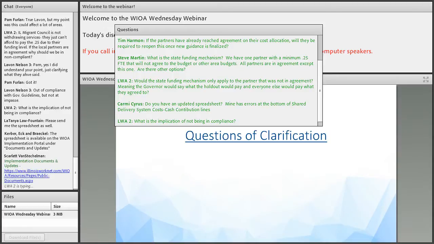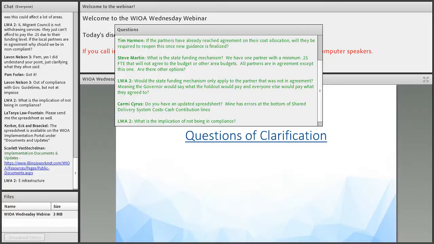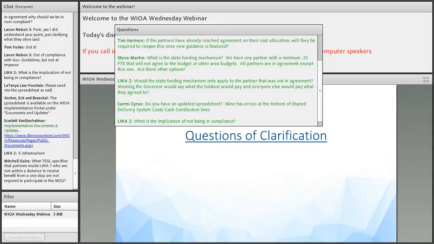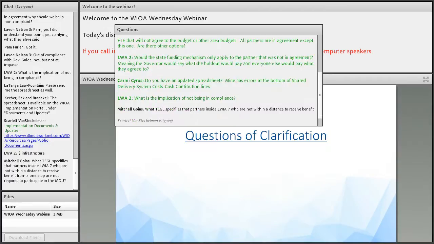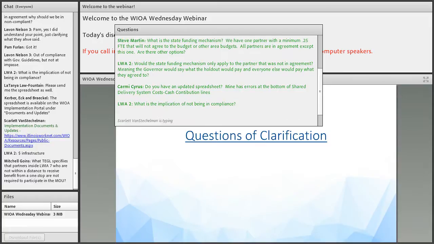We're encouraging, instead of us emailing out the updated budget spreadsheet, we encourage you to go to the WIOA implementation portal to download it. Scarlett put that link in the bottom left of the chat pod, so please go there if you haven't already. It's on the public page of the portal. You don't need a password to do that. Please download it from the site, and that's how you know you have the most recent version.